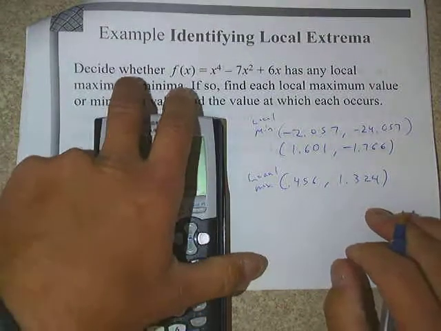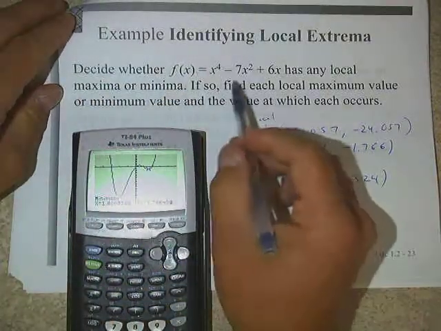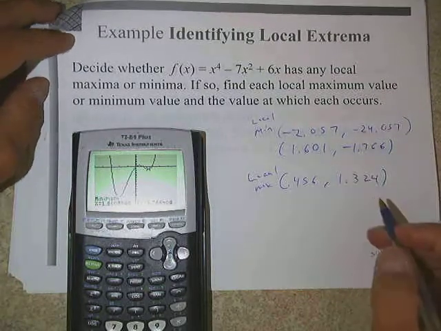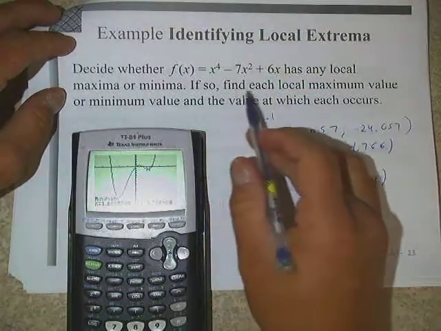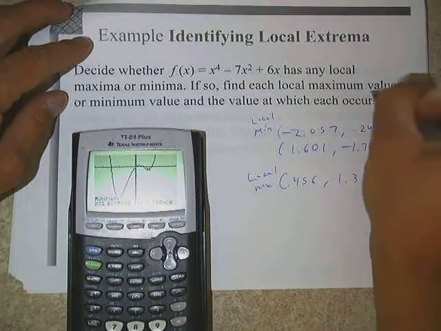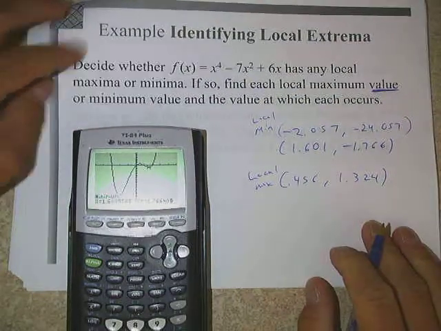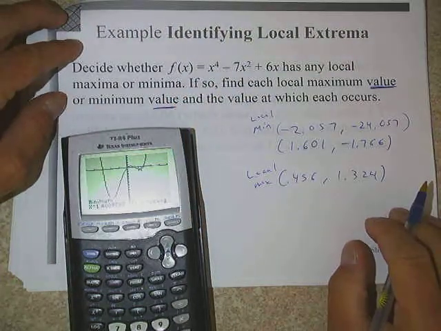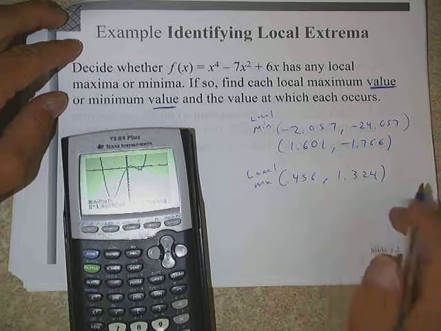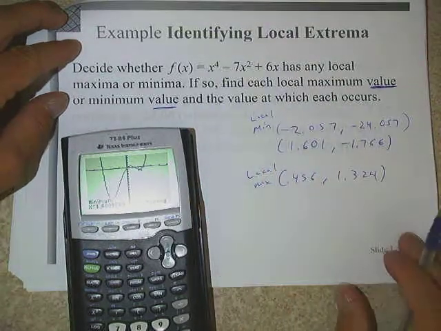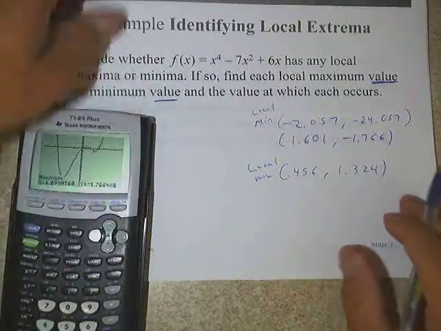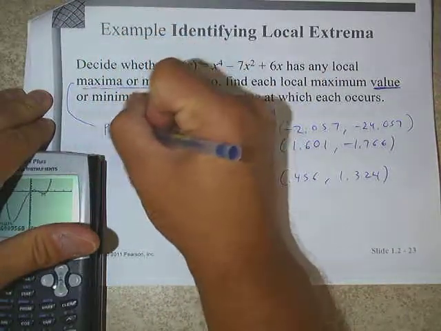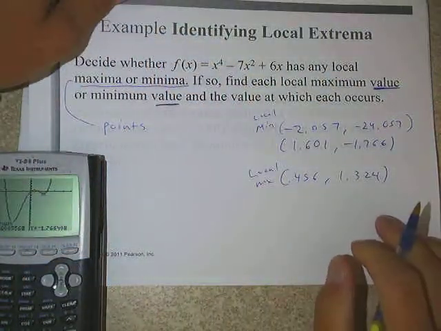Okay. All right. Now, when we answer the question here, what I want to look back at, and we're going to read the question together again and make sure that when we answer it, that we're answering it correctly. Okay? Because this question says, decide whether it has any local maxima or minima. We found that it does. Okay? These are the local maxima and minima. Okay? And it says, if so, find each local maximum value, or minimum value, emphasis on the value. We didn't get that yet. Okay. And the value at which each occurs.